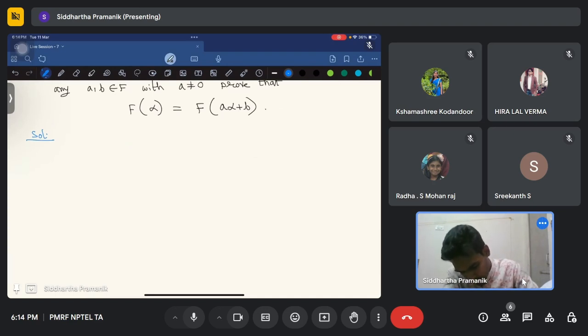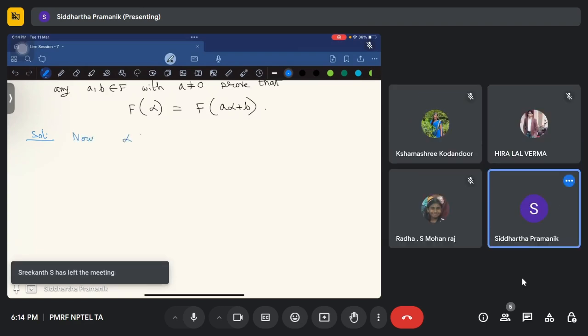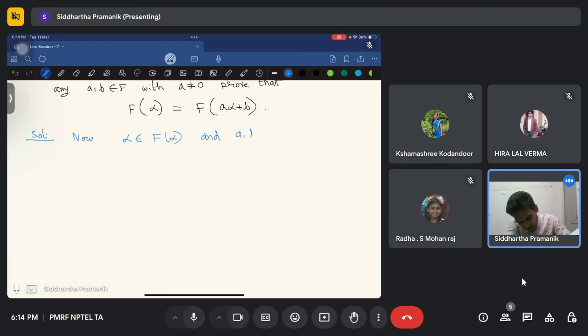Since alpha belongs to F(alpha) and A, B belong to F, that will imply F(A alpha plus B) is a subset of F(alpha), because this is the smallest field containing F as well as A alpha plus B, and F(alpha) is a field which contains F as well as A alpha plus B. So this is the subset.